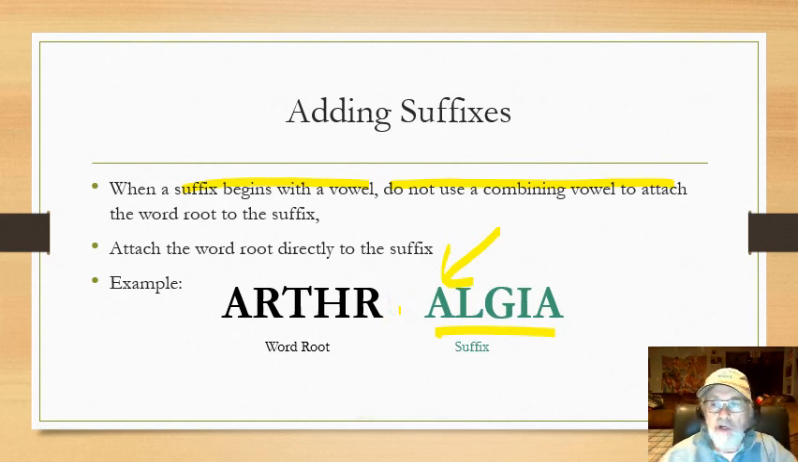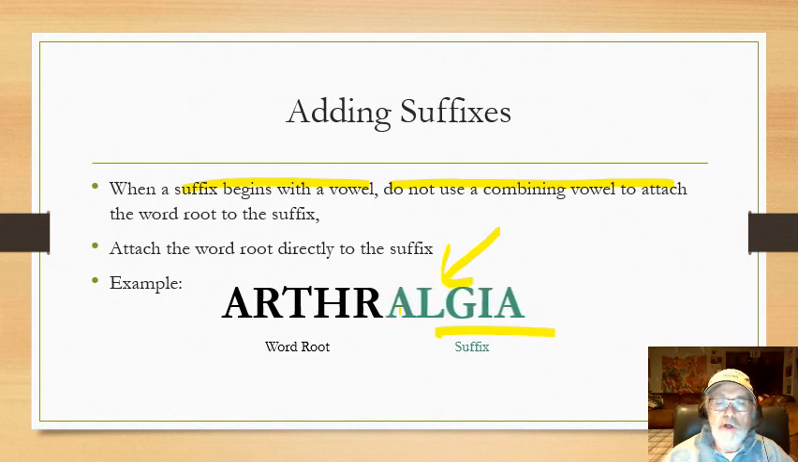Poof, it's gone. And now what happens? Let's move the algia: arthralgia. Arthralgia is a much better sounding word. It works well because I have my word root here, and my suffix begins with a vowel, so I don't need a combining vowel to link the two together. It's already built in. Okay, so arthralgia would be the proper way we'd say this.